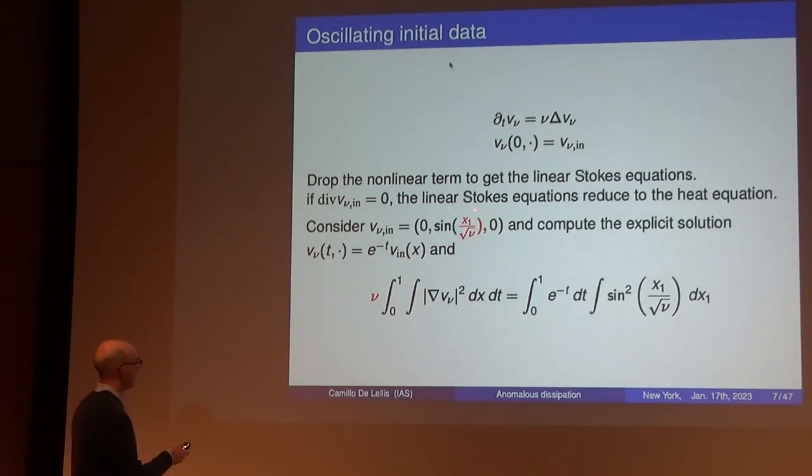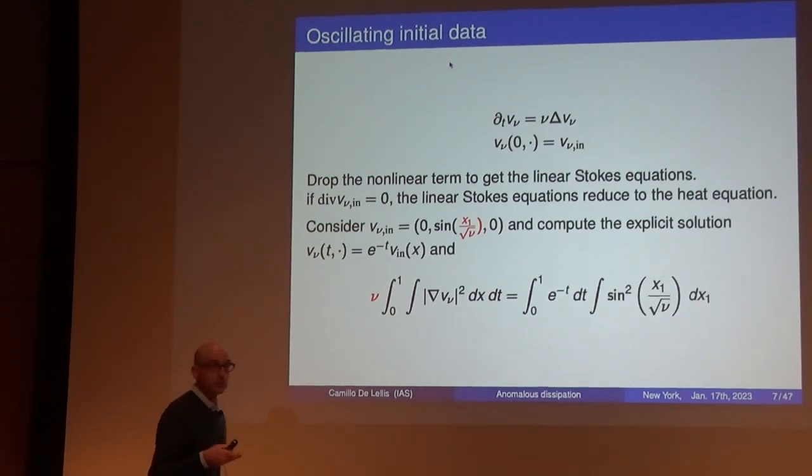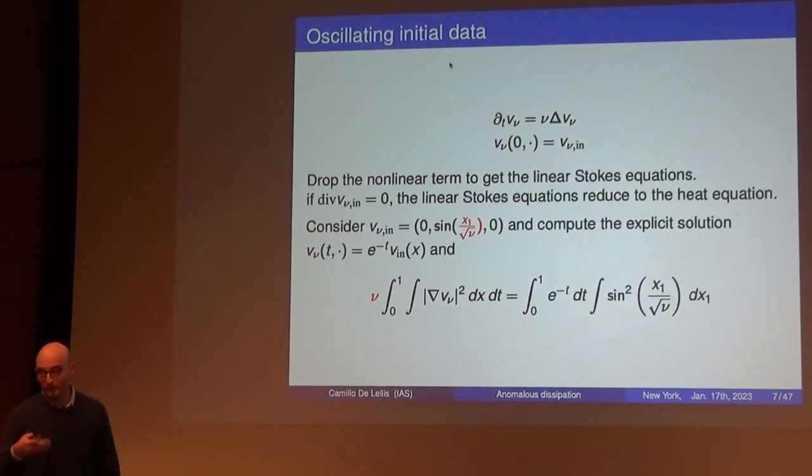And you see that there is this square root of mu over here. So when I'm going to compute the gradient of V mu squared, this 1 over square root of mu comes down here, squared, and it cancels with that mu. So you're just going to see a total dissipation, which is this thing over here. Okay? And it's a constant which is independent of mu. But that's not what's supposed to happen in the theory of turbulence.